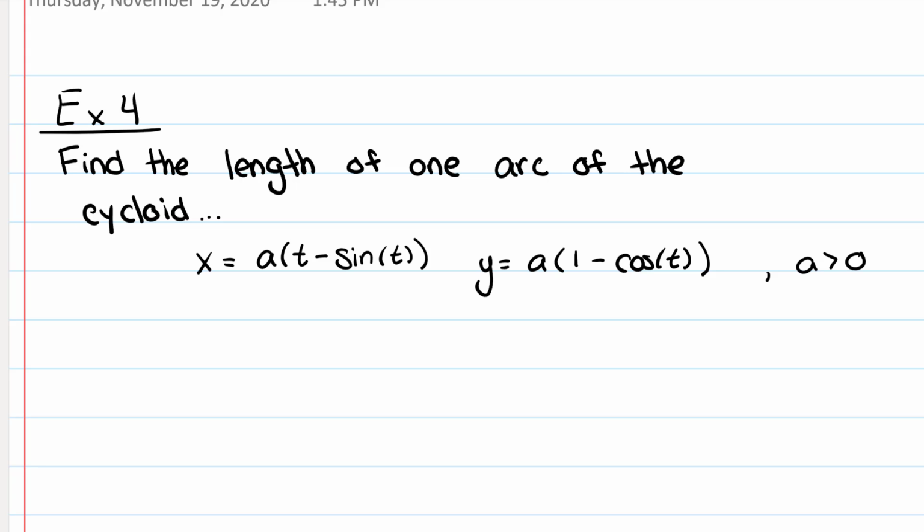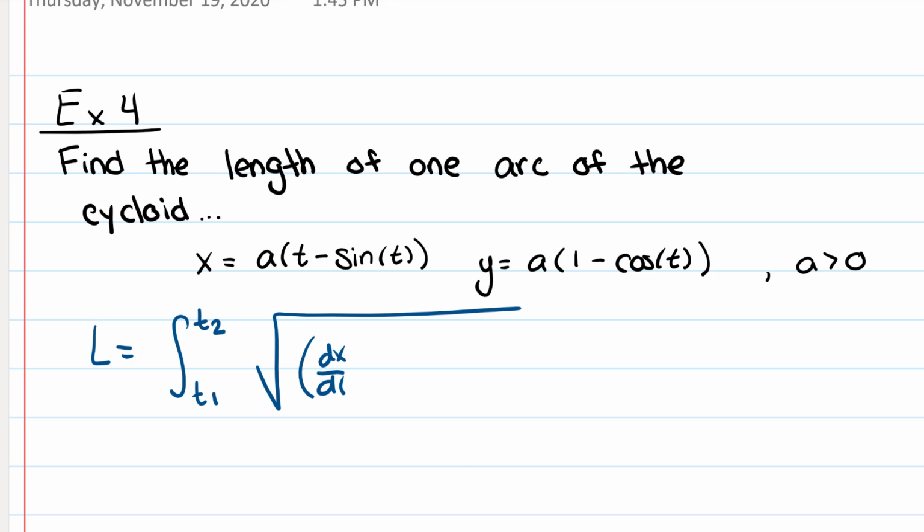So the first thing we're going to do is write down the equation for arc length. And we know arc length is the integral between t1 and t2 of the square root of (dx/dt) squared plus (dy/dt) squared, dt. So we need to find each piece. We're going to have to find t1, t2, dx/dt, and dy/dt.